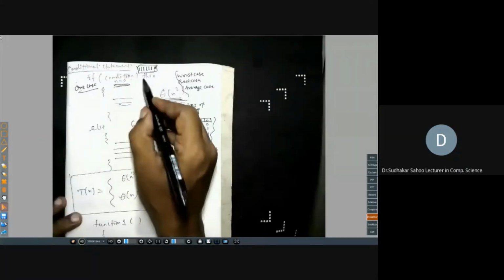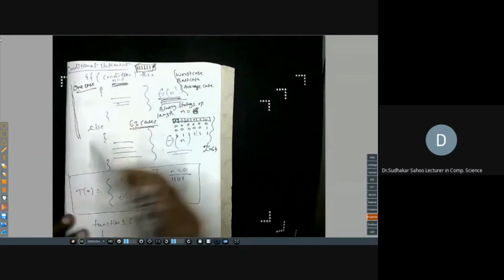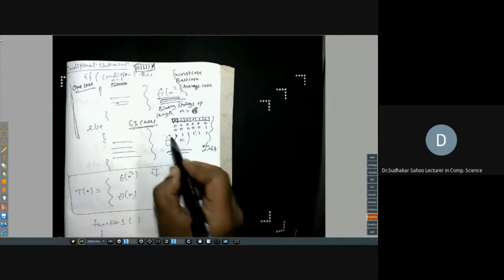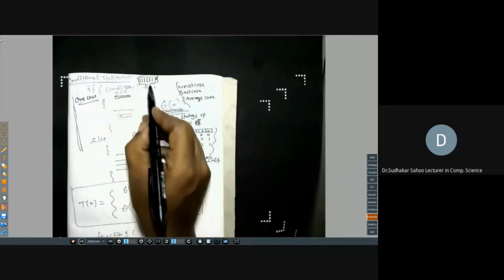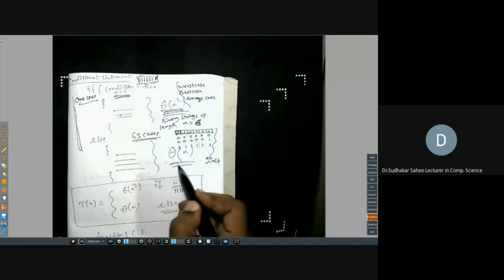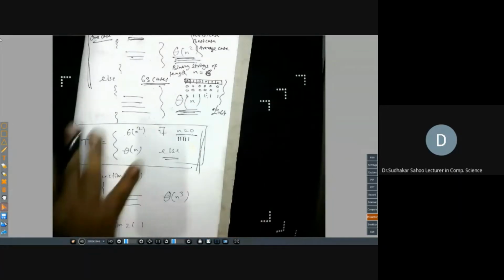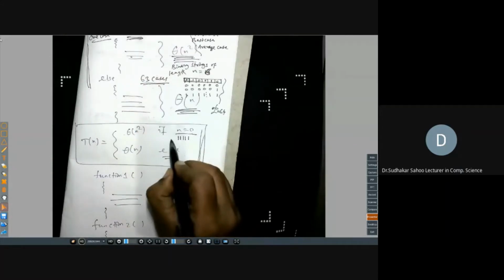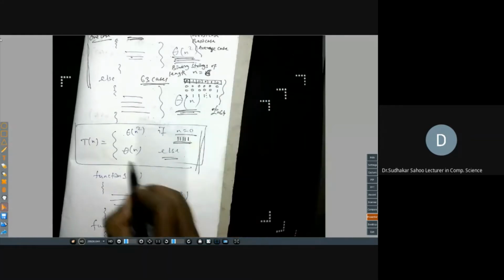Or because it is only one case, you may say that your time complexity is theta n, because most of the time you are getting theta n. That also you can say. This is a rare occurrence, and in all other cases you are getting theta n, so you can say that your algorithm time is theta n. But this is the better approach, the correct approach: for this particular string it is theta n square, and in all other cases it is theta n.